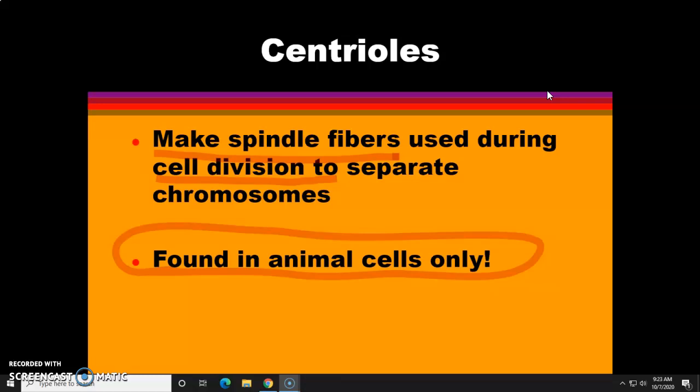Now the centrioles. Now, this is important. They're found only in animal cells, and they make the spindle fibers that are used during cell division to help separate chromosomes.